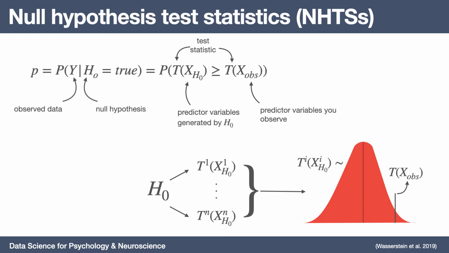And what you're comparing is the test statistic that you get with your actual data against this hypothetical distribution in a world where the null is true. That's how a null hypothesis test statistic works. That's what your p-value is. It's telling you how likely it is that you get this particular statistic with this set of observed data, given that the null is true.